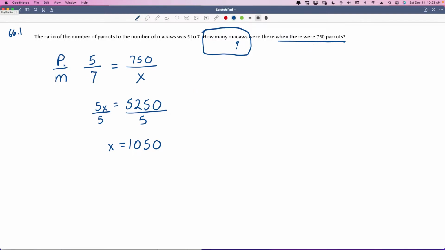Okay? Remember, it's all about keeping the numbers that correspond on the same side. So the parrot information was in the numerator, and the macaw information was in the denominator. Okay? And that is the key. All right, let's move on to a different problem.